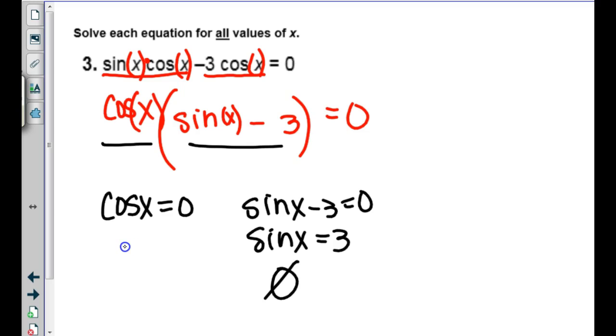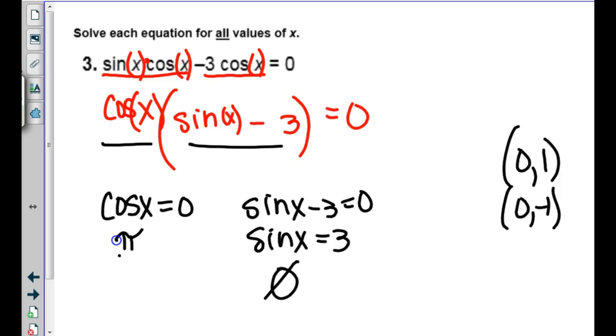What am I looking for the cosine to equal 0? Means I need a 0 here or here, right? Where do those happen? Pi over 2 and 3 pi over 2. Now, because it says all solutions, we have to put plus or minus 2 pi n.